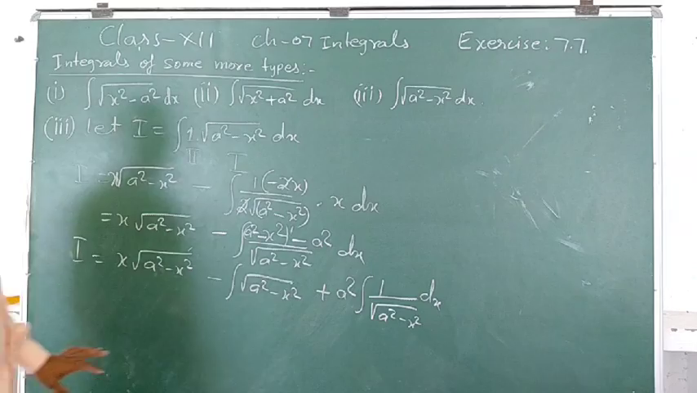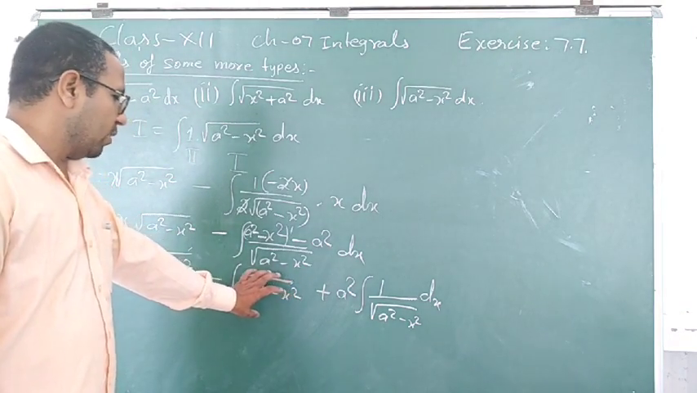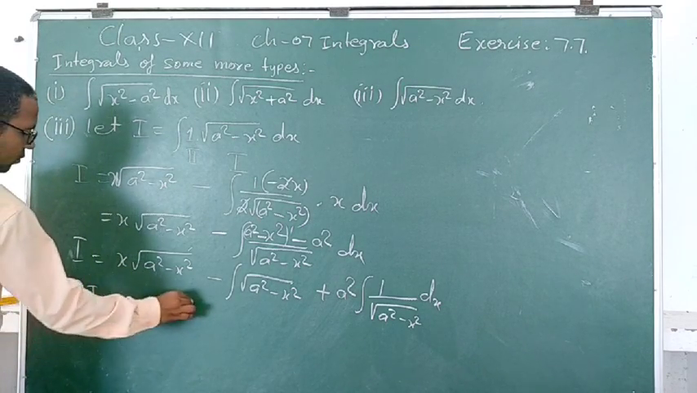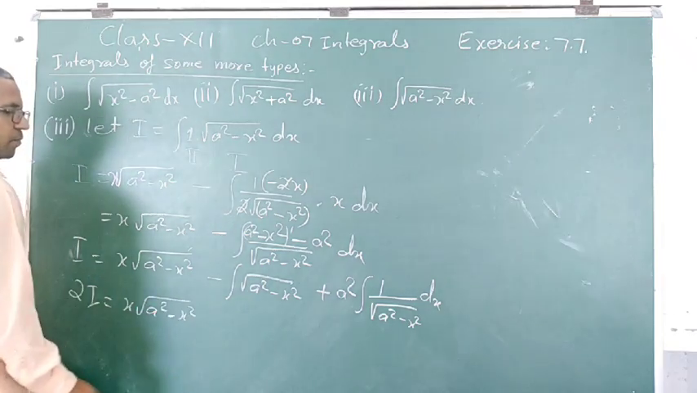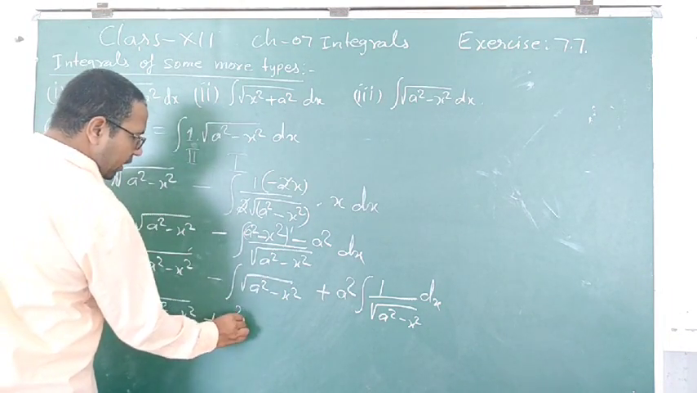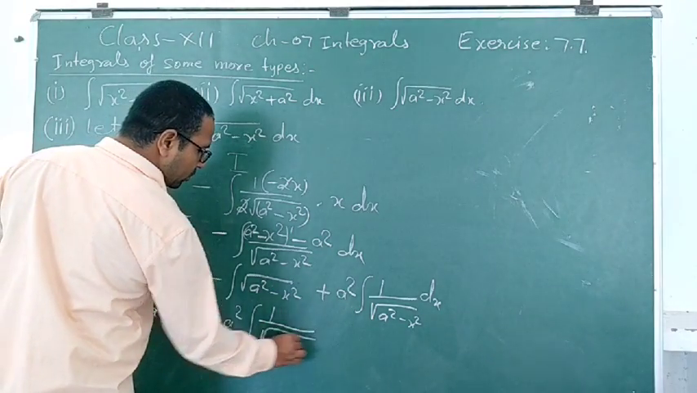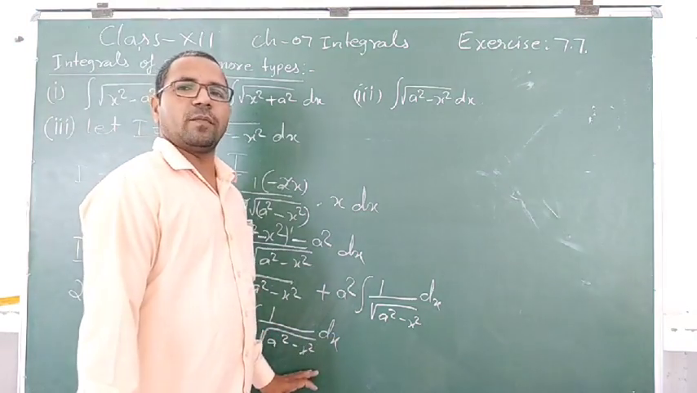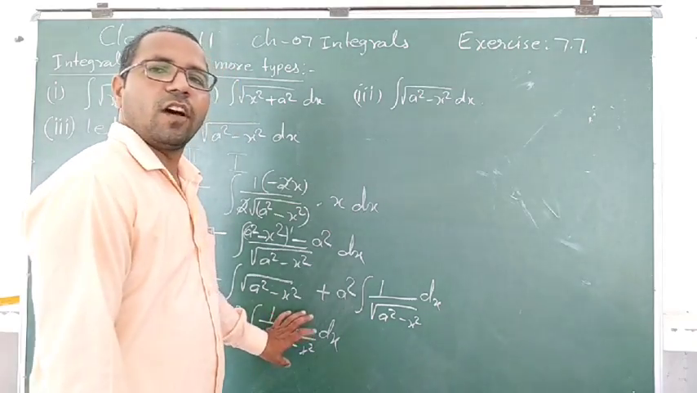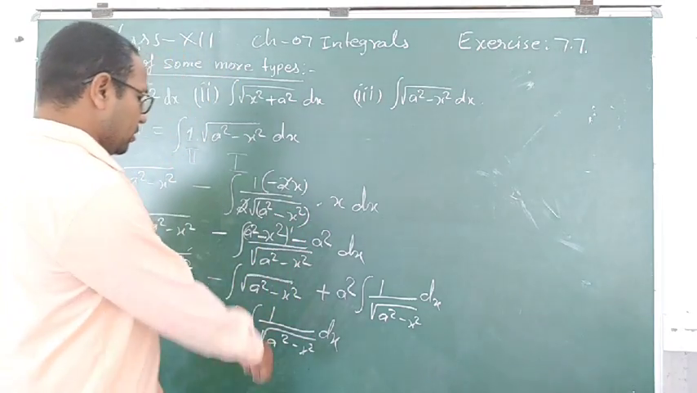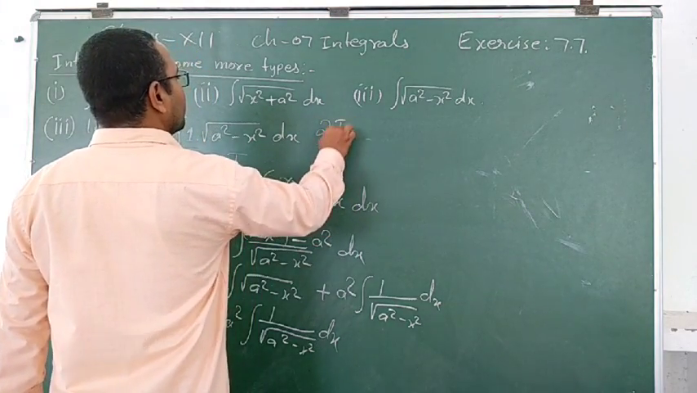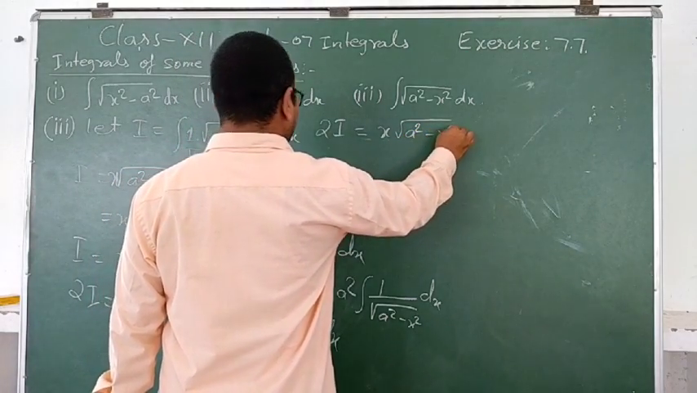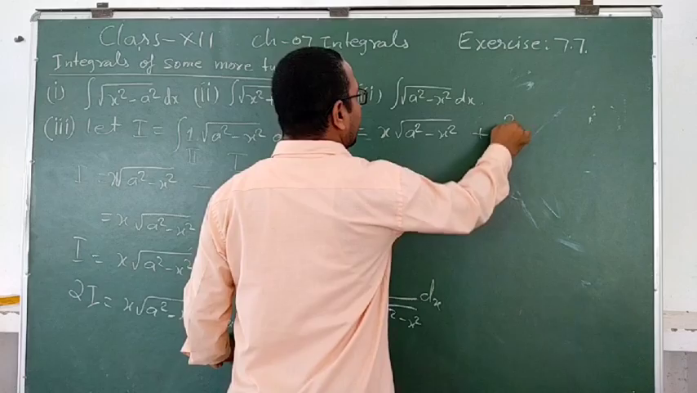So now students, again it is I, so taking the I value to this side you will get 2I. So 2I is equal to x root a square minus x square plus a square integral 1 upon root a square minus x square dx. Now the integral of 1 upon root a square minus x square, students, is the formula of sine inverse x by a. So use that one. So 2I is equal to x root a square minus x square plus a square.